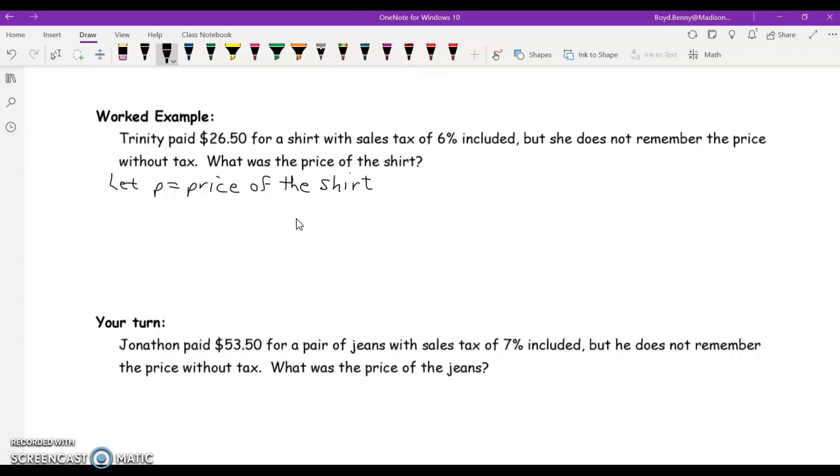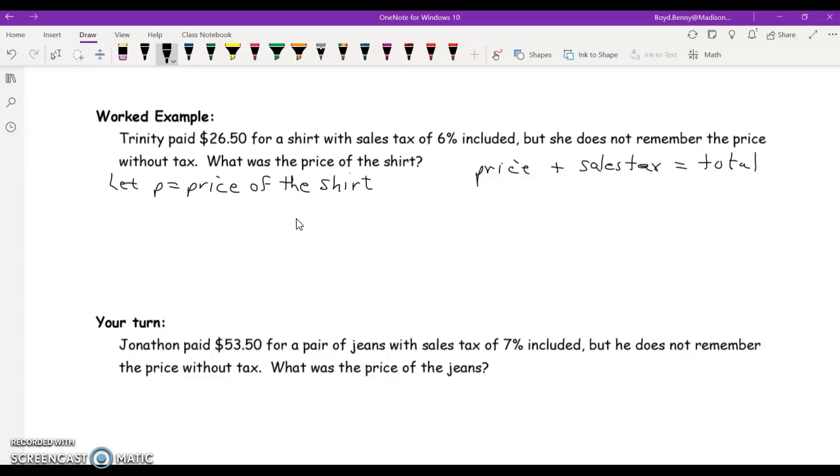Now we have to ask ourselves, how does a problem like this get put together? How do you find the price of something with the sales tax? Well, you start out with the price of the item, the price, plus the sales tax is going to give you your total.